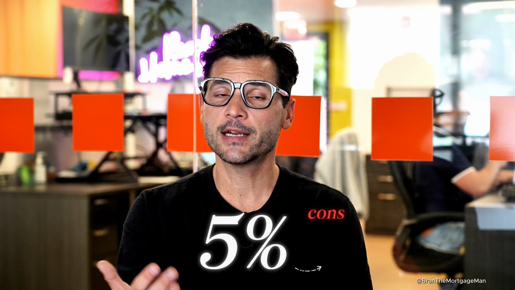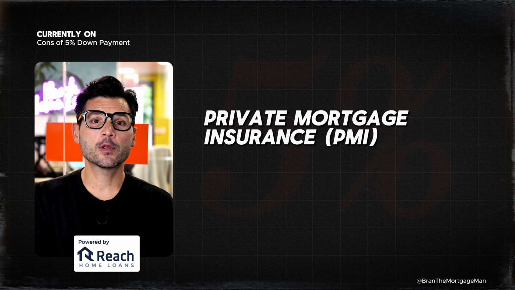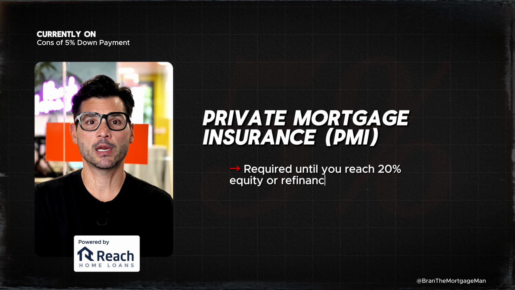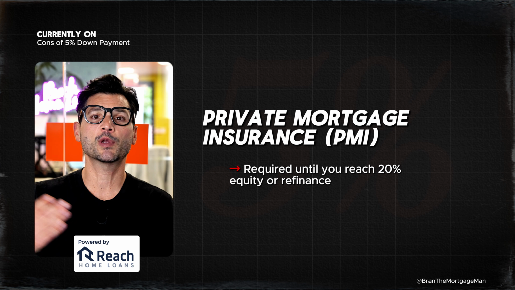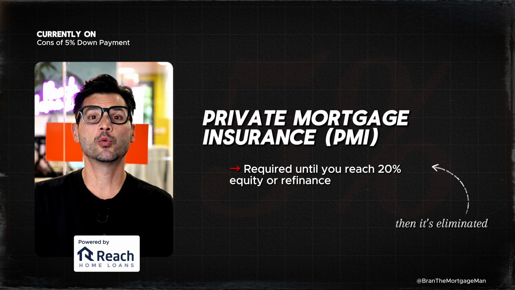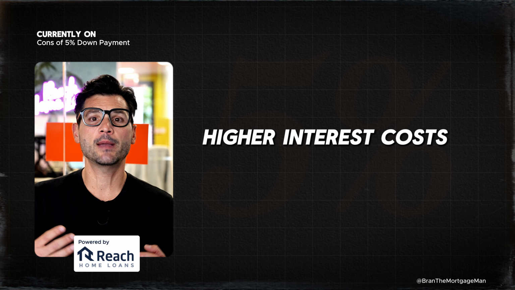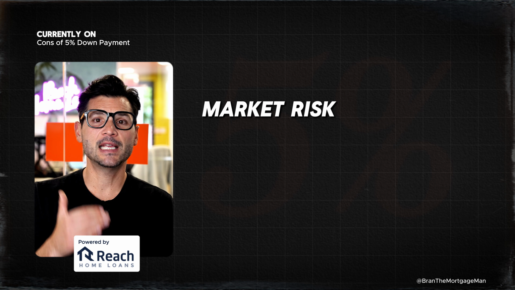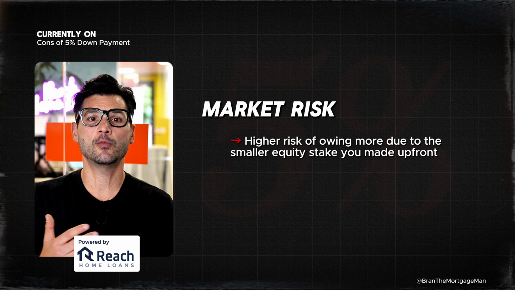But there, of course, are cons to putting a lower down payment, because with a smaller down payment, your loan amount is larger, which leads to a higher monthly mortgage payment. You would also have to pay PMI, or private mortgage insurance. Typically, this is required for down payments less than 20%, but it's an additional cost until you've reached 20% equity in your home or refinanced once you have 20% equity to eliminate that mortgage insurance. You would also have higher interest costs because over the life of the loan, you're going to pay more interest since you had a larger loan amount. On top of that, you have market risk. If the market dips, you're at a higher risk of owing more than your home is worth due to the smaller equity stake you made up front.